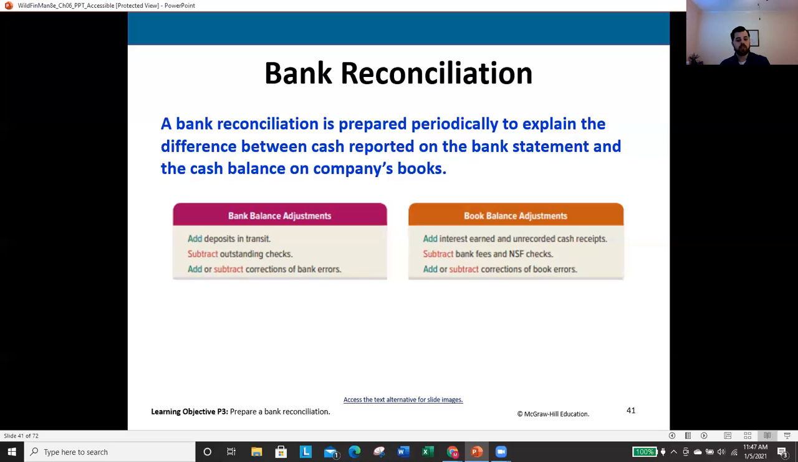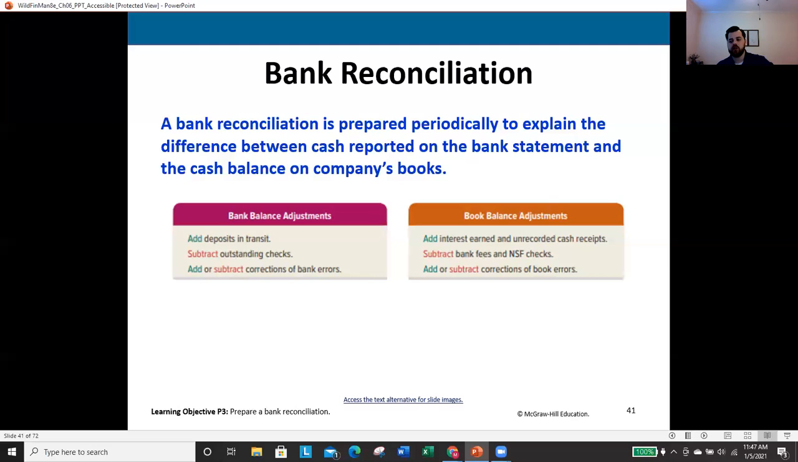They don't need to make an adjustment. They've already done that. But the bank side will need to be adjusted to actually subtract the amount of that outstanding check. And of course, if the bank makes a mistake, you will add or subtract as needed on the bank side. So the rule with errors is just whoever makes a mistake, that is the side that has to fix it.